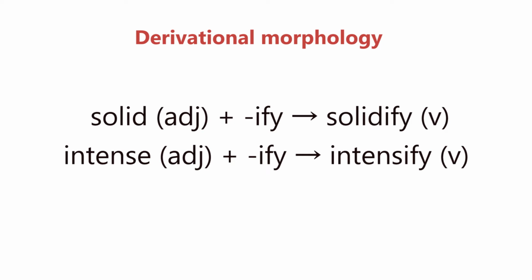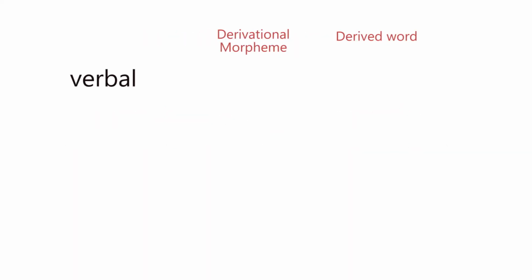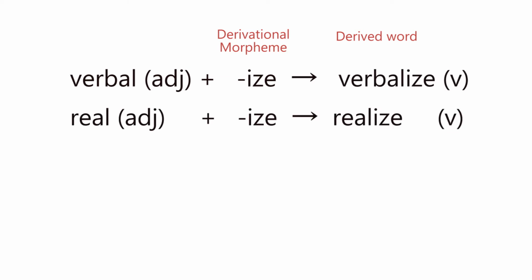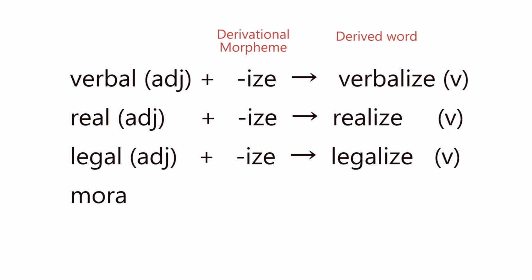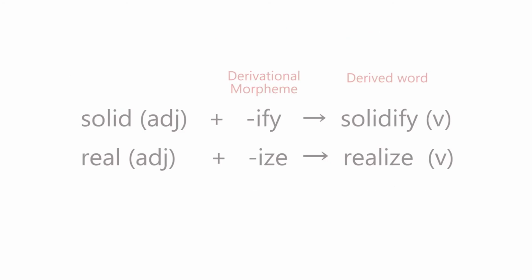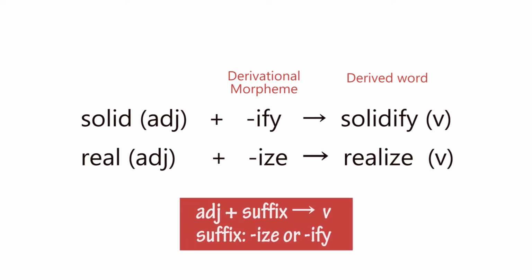Examples of other derivational morphemes. For example, verbal in English is an adjective. We can add the suffix -ize to create verbalize. How about realize, or legalize, or moralize, or mobilize? You can see that based on these two derivational morphemes, if you have an adjective in English and you want to create a verb, so far, based on this short introduction to derivational morphology, you have two options already.